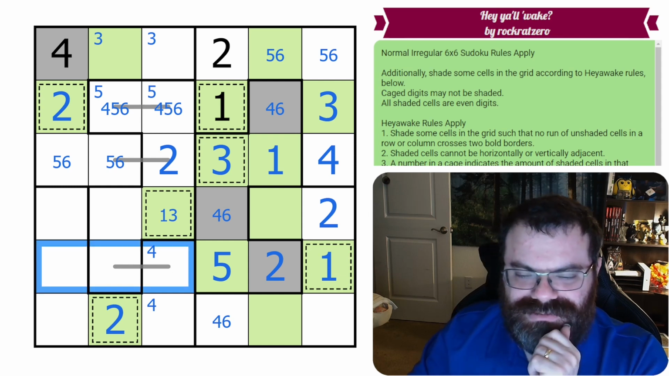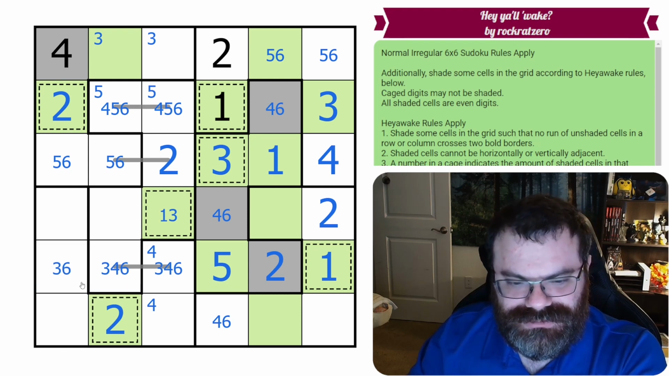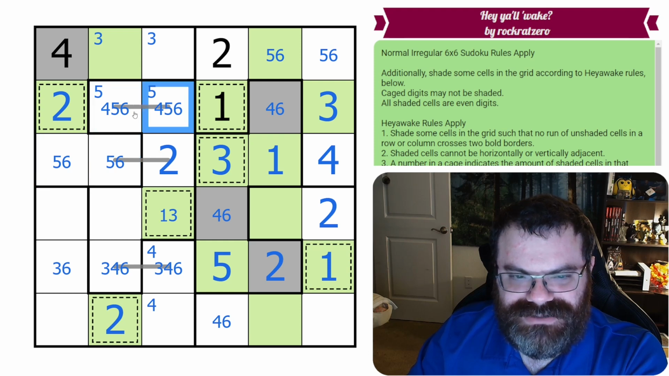Let's fill this triple. We've got 3, 4, and 6. This isn't 4. So one of these is 4. Do I have anything with these 5, 6 pairs and the 4, 5, 6?